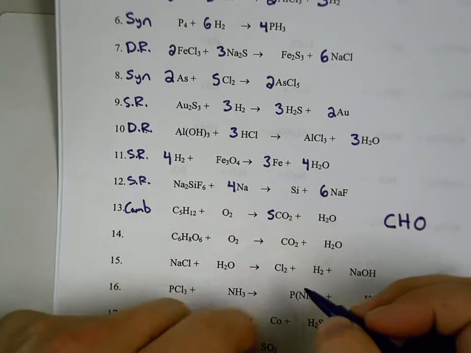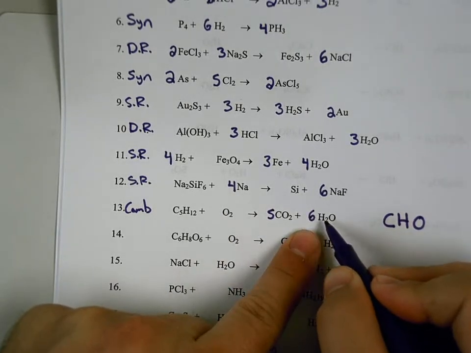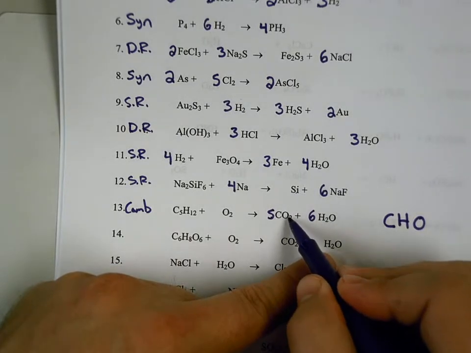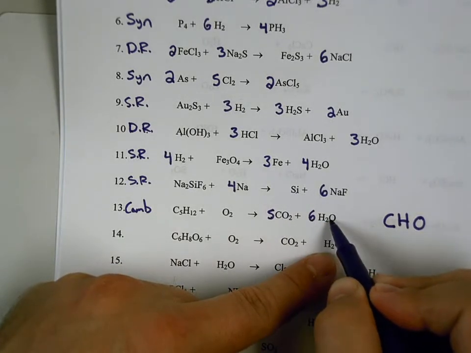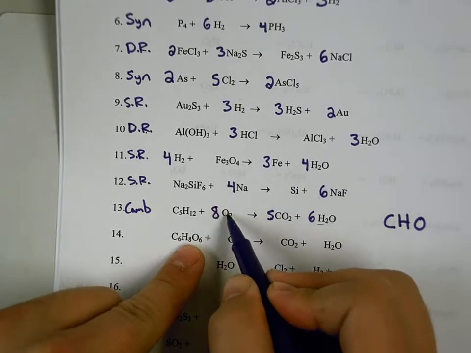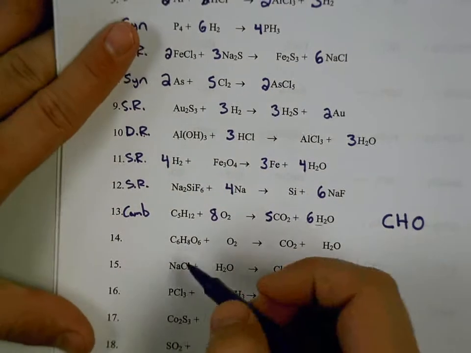5 carbons on the left, 5 carbons on the right. 12 hydrogens on the left, 6 times 2 would be 12 hydrogens on the right. We now have 5 times 2 is 10, plus another 6 would be 16 oxygens on the right. 8 times 2 is 16 on the left.